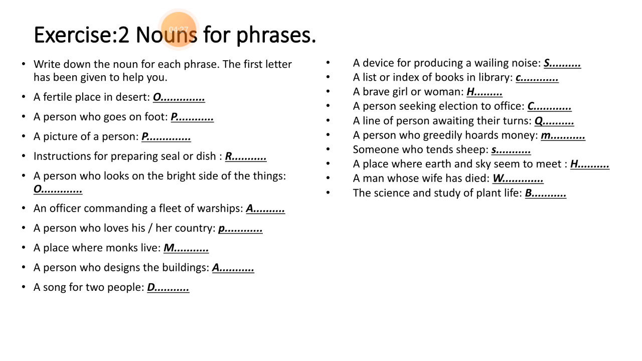Okay, moving on. Exercise number 2 is noun for phrases. Now, write down the noun for each phrase. The first letter has been given to you so that it'll help you. For example, a fertile place in the desert is called oasis, right? So we need to write oasis here.